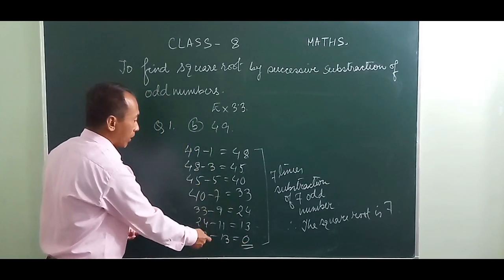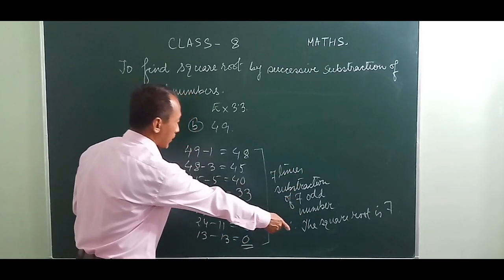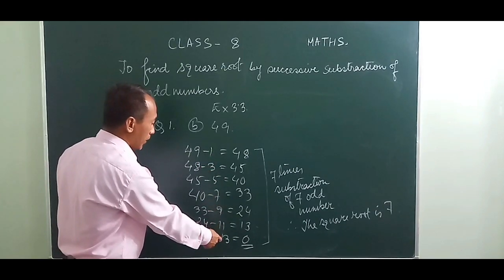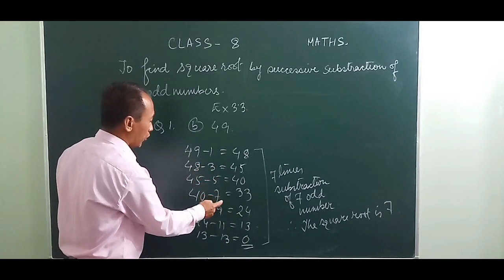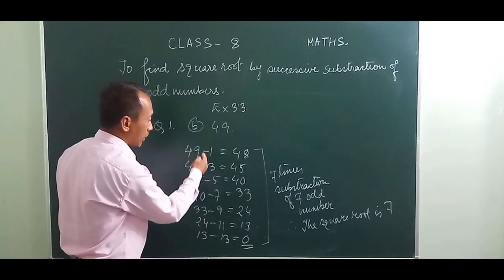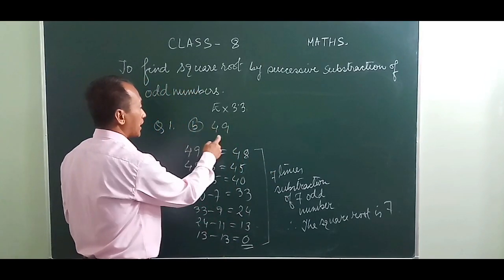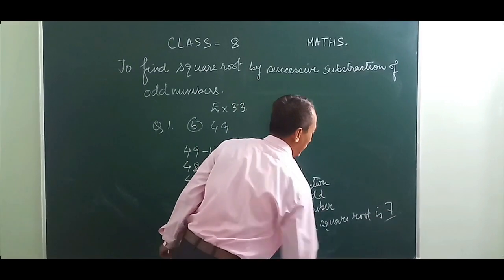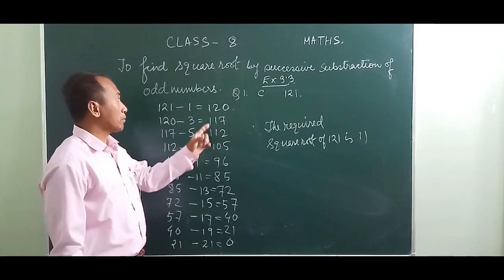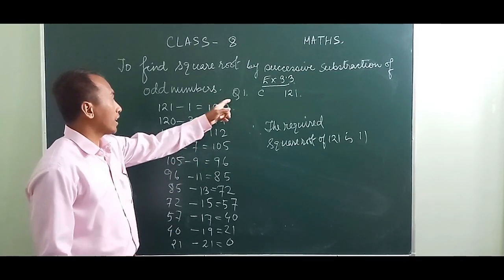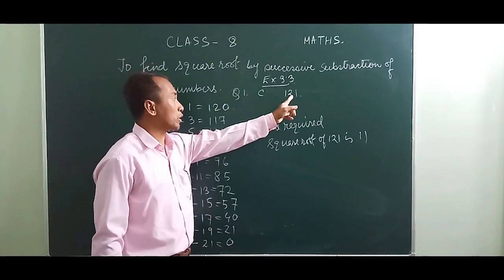So how many times have we subtracted? 7 times we have subtracted. How many odd numbers have we subtracted? 1, 2, 3, 4, 5, 6, 7 odd numbers we have subtracted. Therefore, the required square root of 49 is 7. Let us come to the next question. Question number 1C is 121.